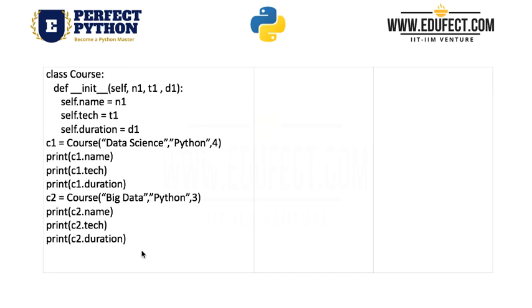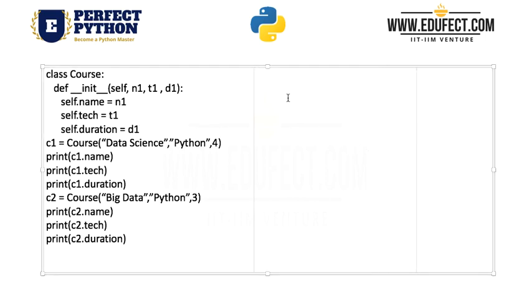Let's look at another example. We have the class course and we have defined a constructor for the class course, and let's see how many parameters it's taking. So self will always be there. In this case we have three parameters, n1, t1, d1. And what are we doing? We are initializing the three attributes for course, name, tech and duration, with the values n1, t1, d1 respectively. So if I just draw out course, course will now have three attributes. And what are the three attributes? Name, tech, duration. These are the three attributes this class has right now as per this constructor.